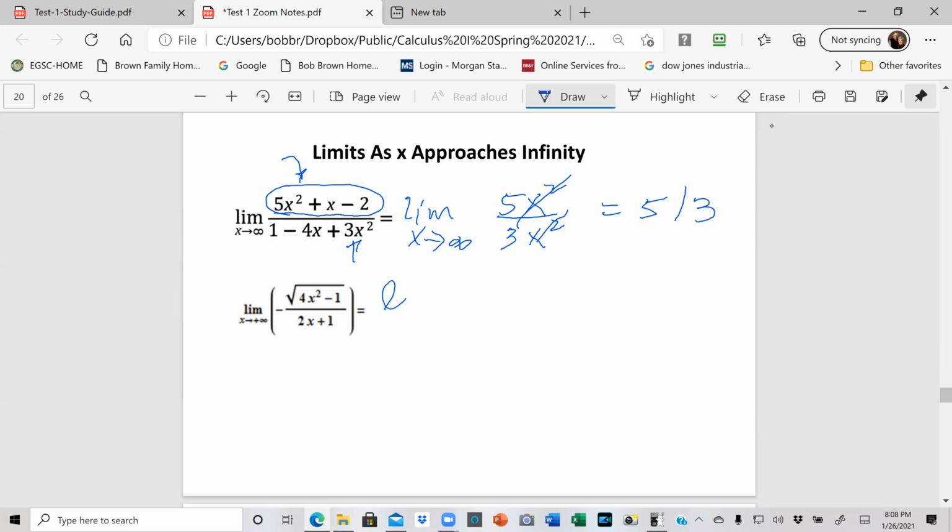Similarly, for this one, 4x squared dominates the -1, so you've got the square root of 4x squared divided by the dominating term here, which is 2x. So that's equal to 2x over 2x. And there was a minus in front of it. So the answer is -1.